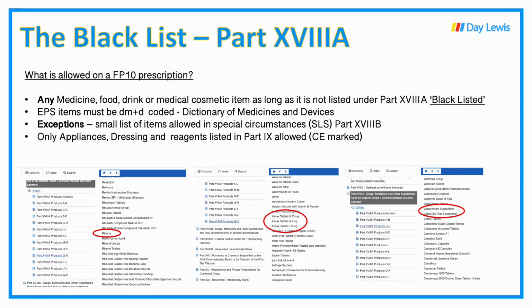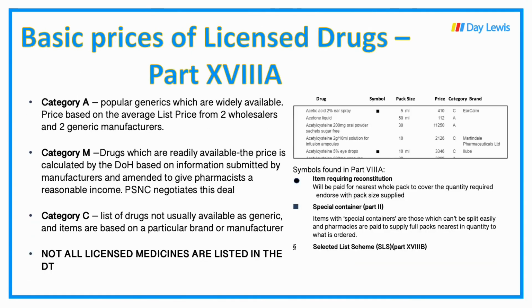So there are some exceptions to these rules. So there are a small list of items allowed in special circumstances. So that's called the selected sales list. So that's the SLS in Part 18B. And only appliances, dressings, and reagents that are listed in Part 9 are allowed on the NHS. We looked at the drug tariff, which showed us items we're not allowed to prescribe. So let's look at all of the items that we are allowed to prescribe under Part 18A.